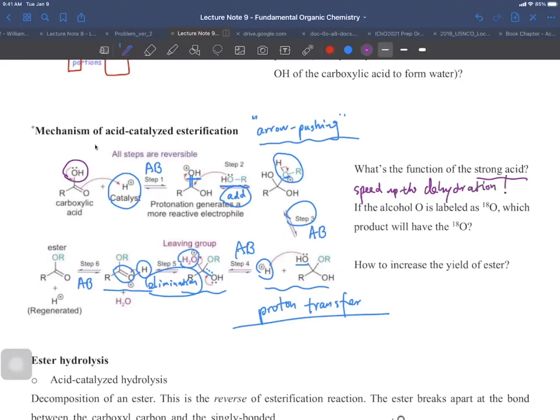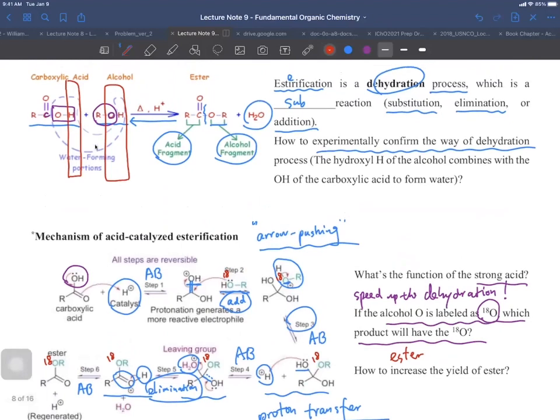And if the alcohol oxygen is labeled as oxygen-18, which products will have the oxygen-18? So let's have a try. Let's say the alcohol oxygen, which is this oxygen, is labeled as oxygen-18. So the 18 will be here, here, here, and finally here. So it will be in the ester, right? Rather than in the water.